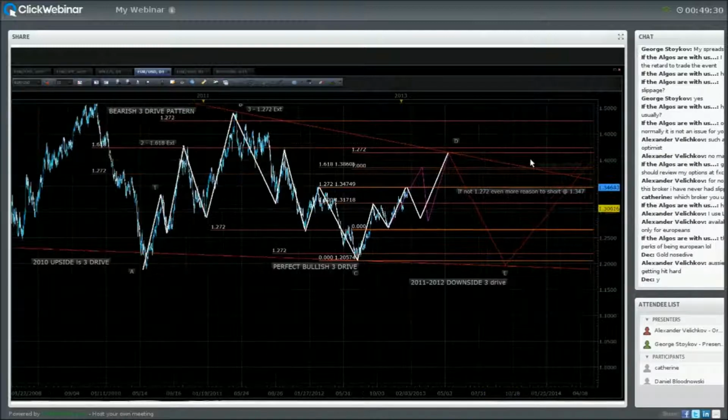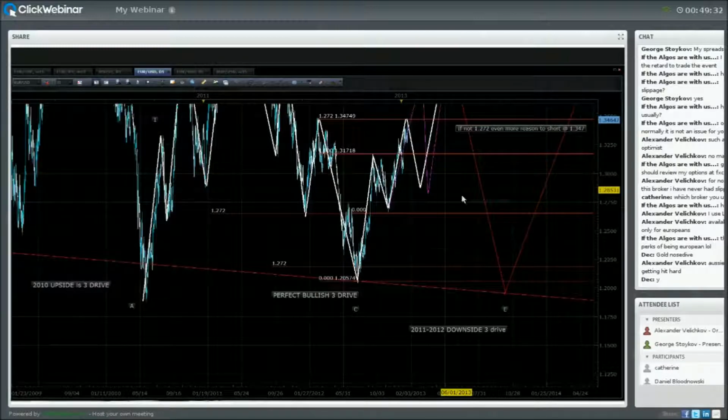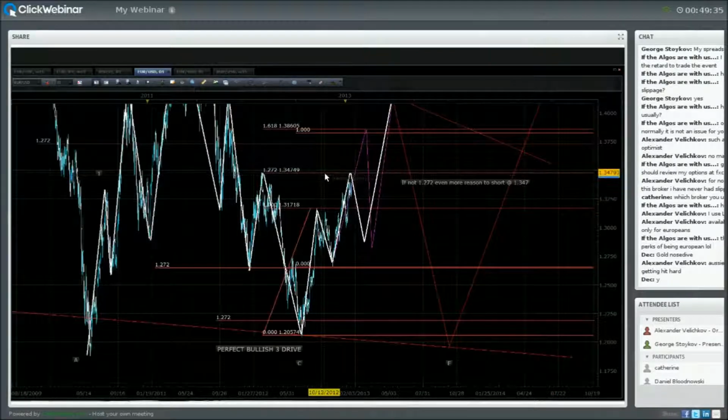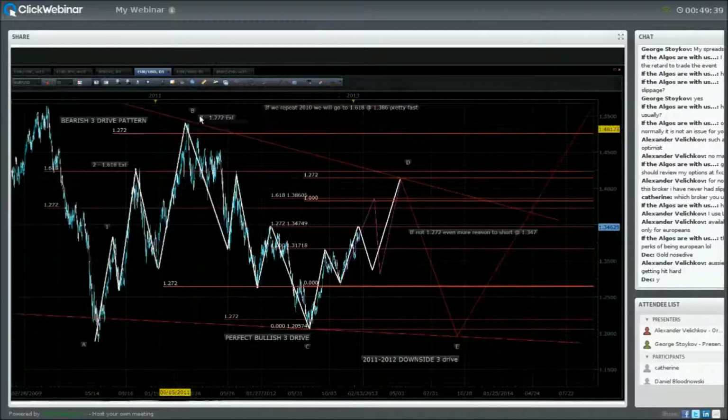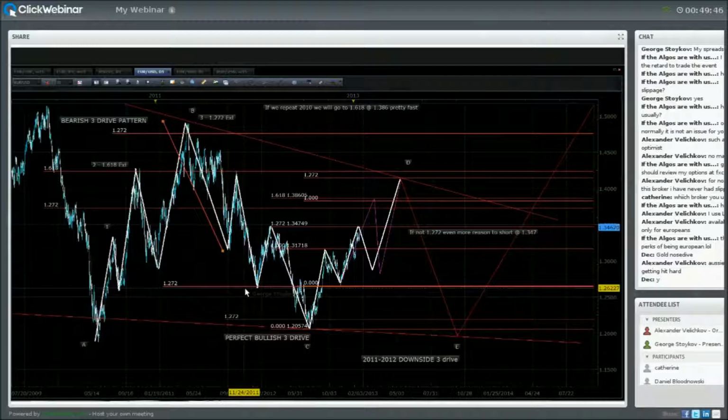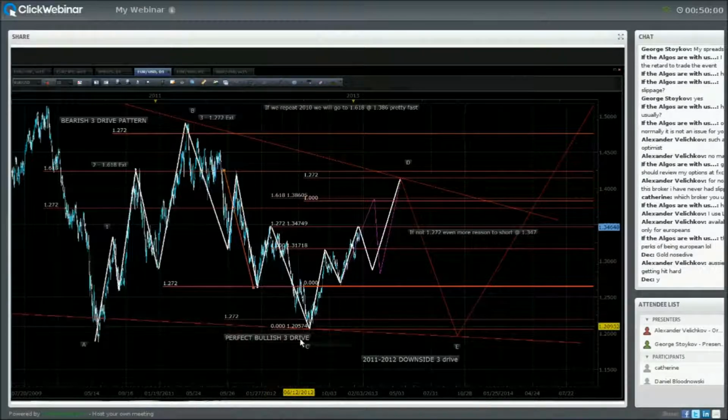So, in this case, we identified the first three-drive pattern. Actually, just one more thing, I want to cover the downside. The downside was a perfect three-drive, both in time and in price. The Fibonacci of the first leg down gave us the second leg, which was exactly the 161.8 extension, and then the third leg was also nearly perfectly at the 127.2 extension, which gave a buy signal.